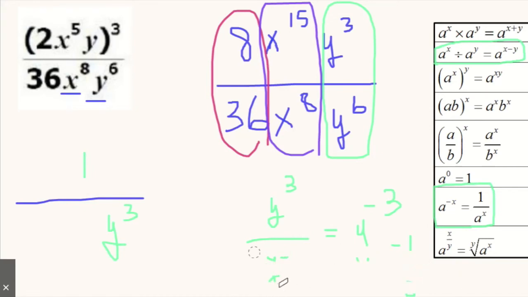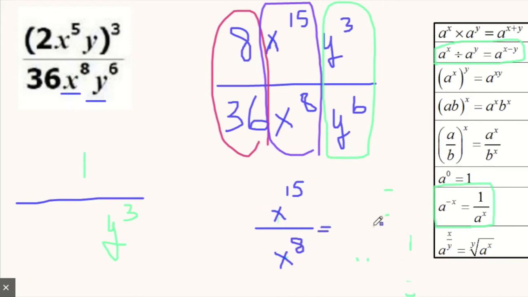Now let's do the x's. We have x to the 15th power divided by x to the 8th power. So we just do 15 minus 8, which is going to be 7. Because this is just a positive exponent, just put that on the top so we can get rid of this 1, because 1 times x to the 7th power is going to be x to the 7th power anyways.